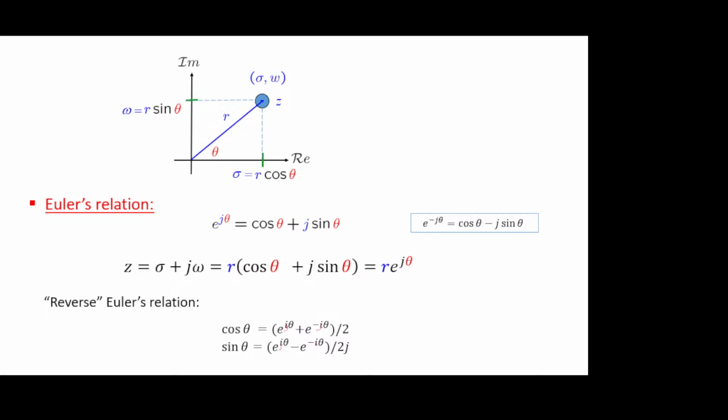Similarly, you can take the difference of those two equations, and you see that sine theta equals e to the j theta minus e to the minus j theta, divided by 2j. So you can also decompose cosine theta and sine theta back into a linear combination of e to the j theta and e to the minus j theta, and that will be pretty useful as we'll see today and throughout the course.